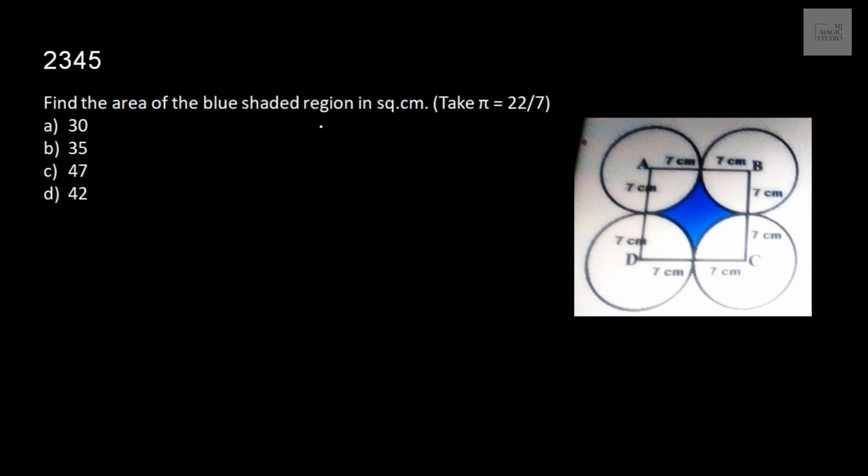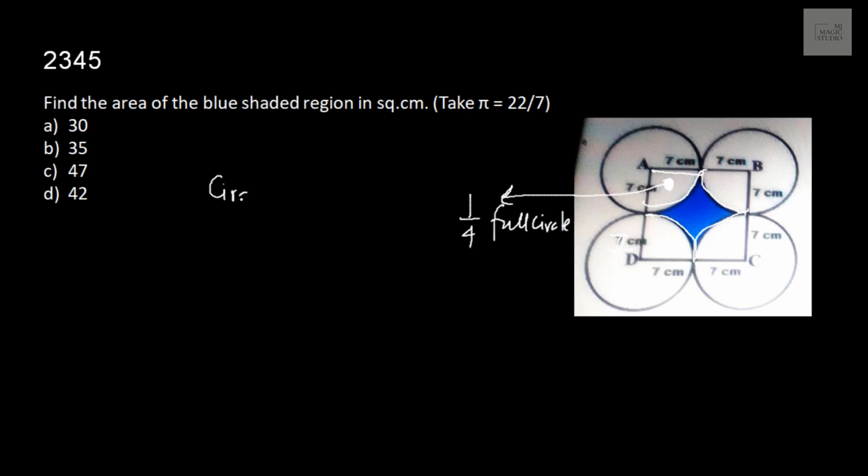Find the area of the blue shaded region in square centimeter. Take pi equals 22/7. As we can see in this diagram, we have four circles touching each other. That means this white dot is nothing but 1/4 of the full circle. And as we can see, we have 1/4, 1/4, 1/4, 1/4, 4 times. That means this area of the circle is nothing but a full circle with radius 7.